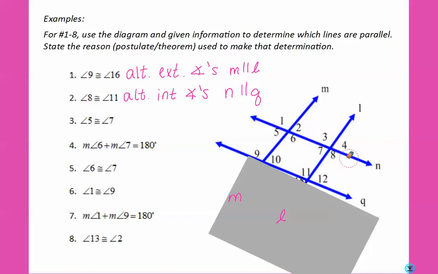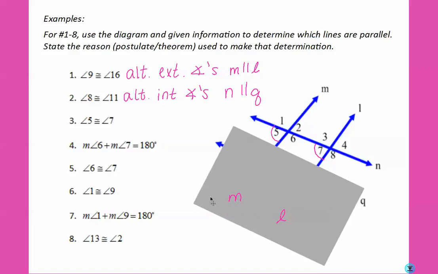Let's look at angle 5 and angle 7. So this time we don't need to worry about the angles down here. 5 and 7 are corresponding angles. And since they are congruent, we can prove that M is parallel to L.